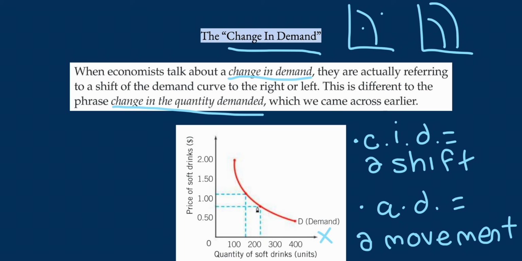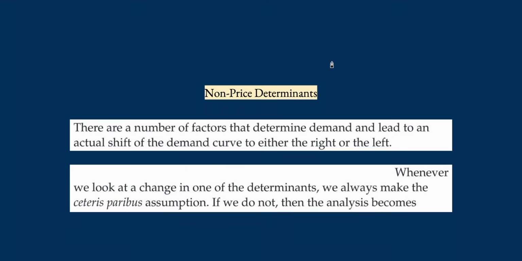So just our little drawings here and us showing how this is explained using the table and the law of demand within itself is just showing a change in the quantity demanded, hence a movement of the curve. See how it touches right here? It's movement on it. All right, so now that we have the basic foundation of understanding demand down, let's talk about what determines demand. Okay, so there are going to be a number of factors that determine demand and lead to an actual shift of the demand curve to either right or left.